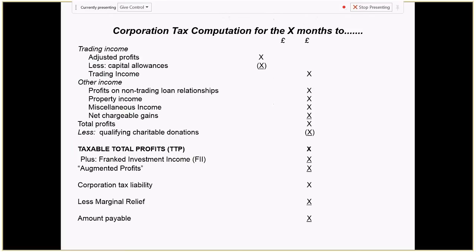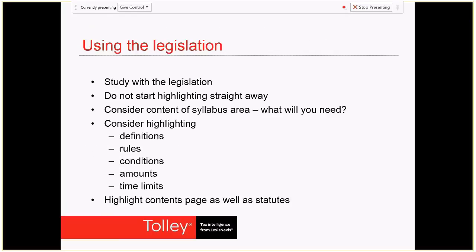Similarly, for corporation tax, how to adjust profits and get down to TTP is your first Corporation Tax Act, and then your second one tells you how to tax it. So, that's a brief overview of the legislation, but how are you going to use that legislation in the exam?